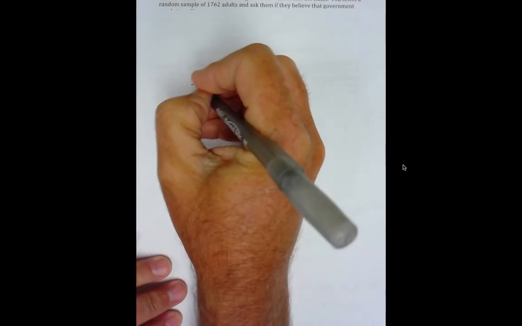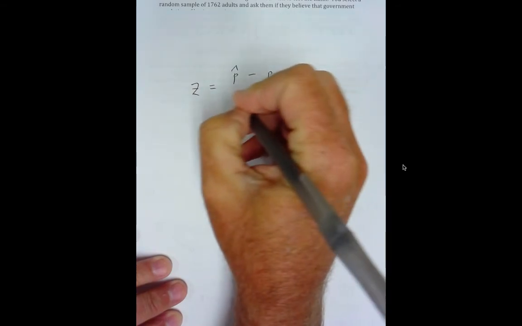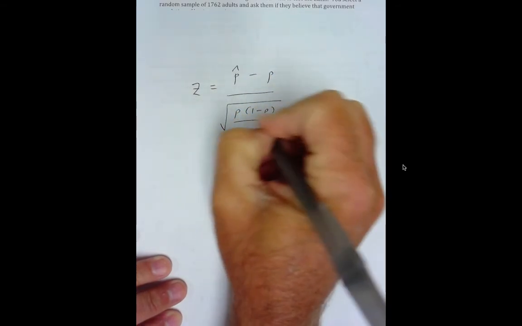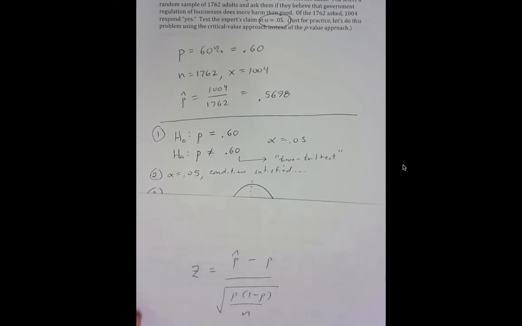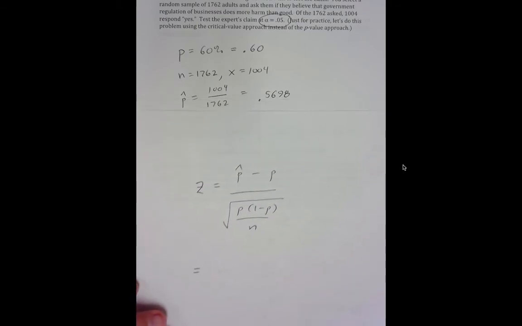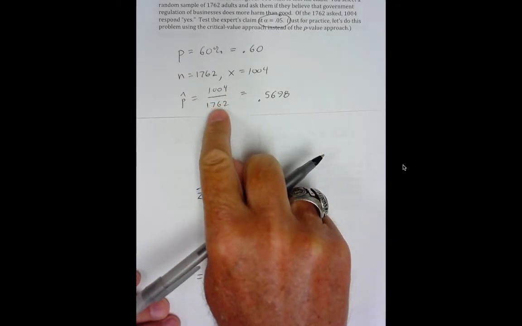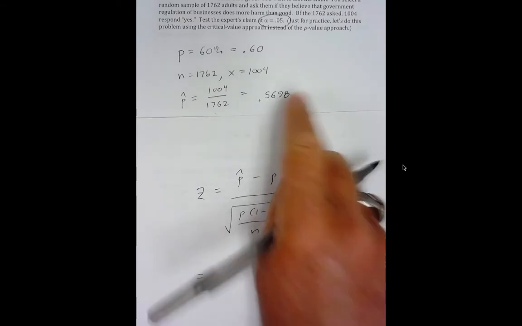So guys, the test statistic is z. It's p hat minus p over the square root of p times 1 minus p over n. So our p hat, we found that, didn't we? Yeah, we did. Our p hat's right there, 1004 over 1762, so it's 0.5698.